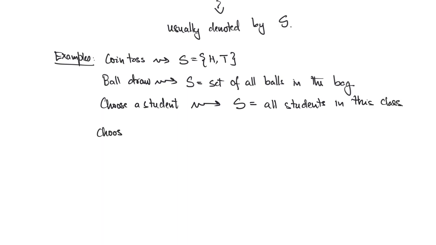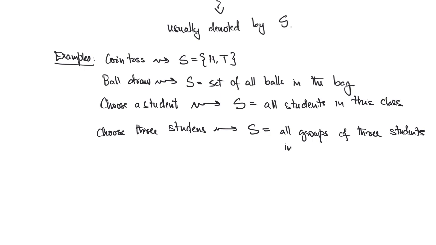And if you're choosing three students from this class, the sample space is going to be all groups of three students in this class. There are some considerations to keep in mind in the latter case. For example, does order matter?